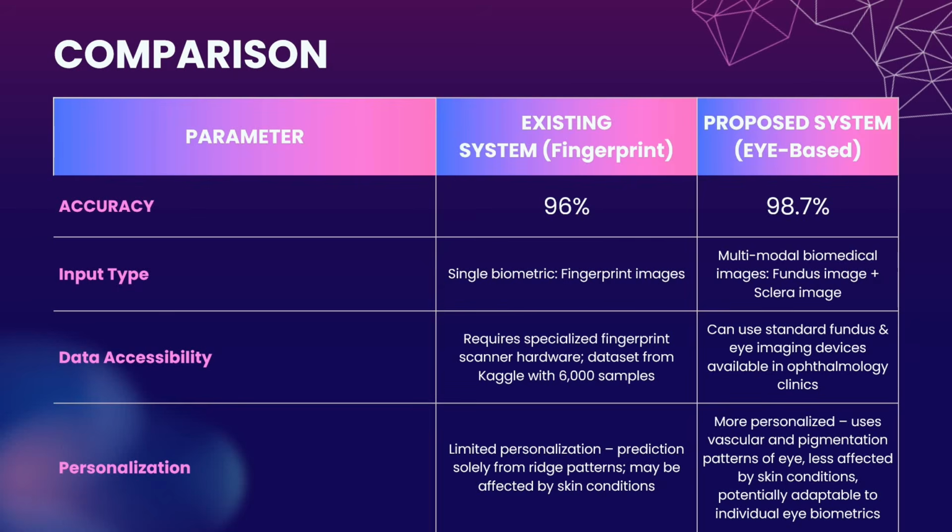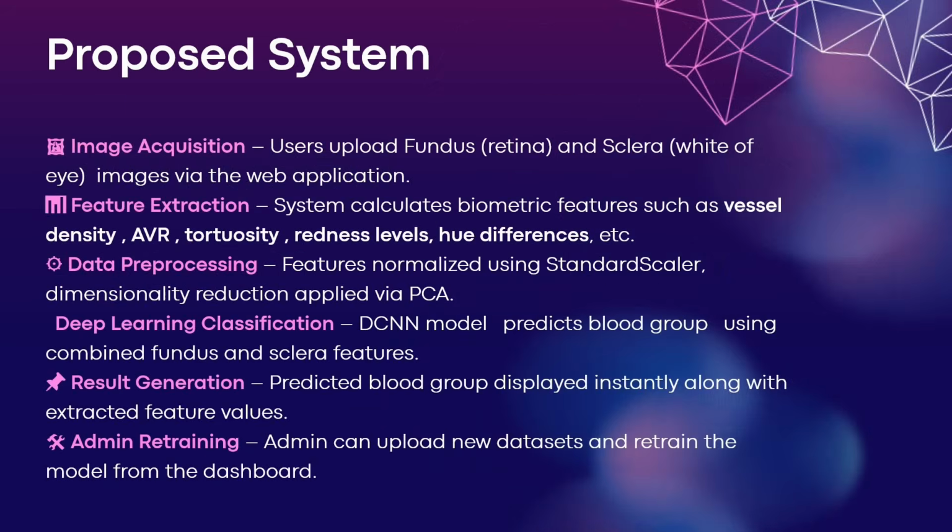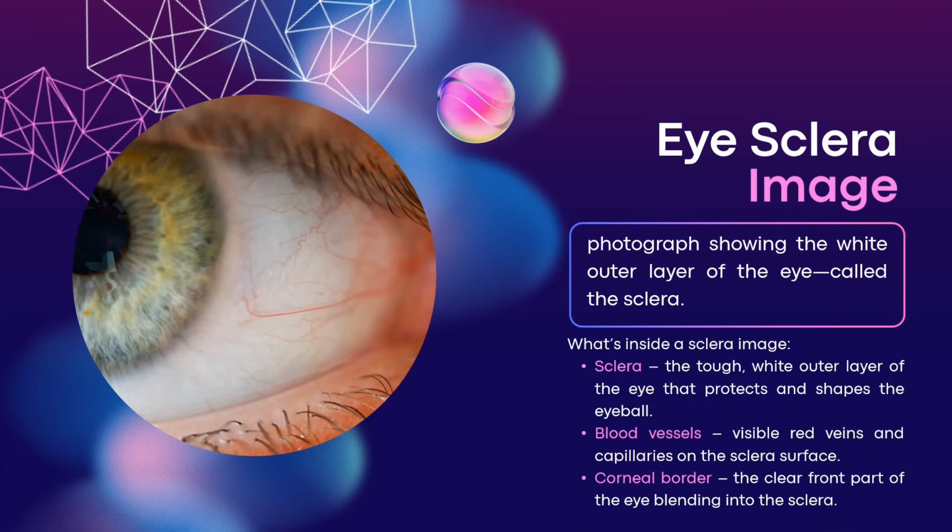Okay. So this is the clear-cut difference. You have to know what the sclera image and fundus image are. I can show you this content. So this is the sclera image. What's the meaning of sclera image? The sclera means the outer white part of the eye, which contains the blood vessels. So that's called the sclera image. From the sclera image, you can get sclera data, blood vessel data, as well as corneal border data. These three data you can get from the sclera image.